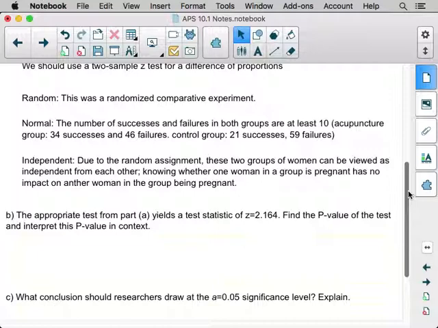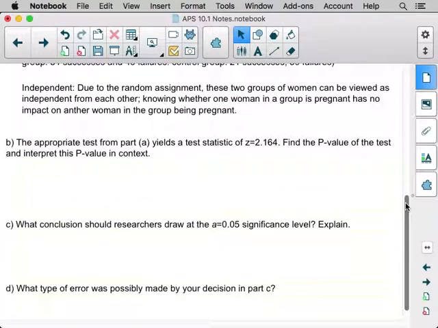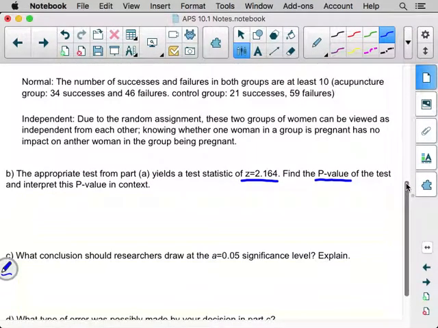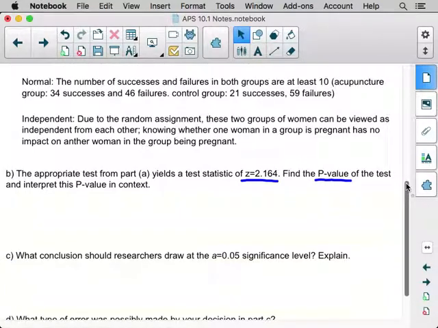All right. So the appropriate test from part A yields a test statistic z equals 2.164. Find the p-value for the test and interpret the p-value in context. So they give us basically a z-score. They want a probability, and didn't we just say that this thing is normal? So remember, when we're given a test statistic, a z-score, we want a probability, and we know it's normal because we're running a test on it. What can we use to find that?